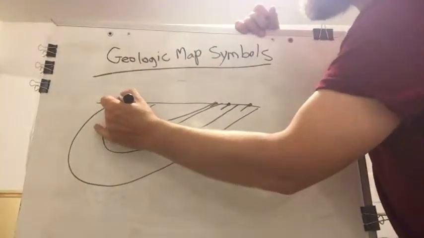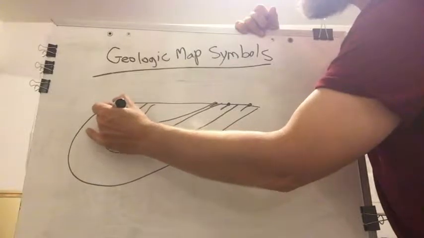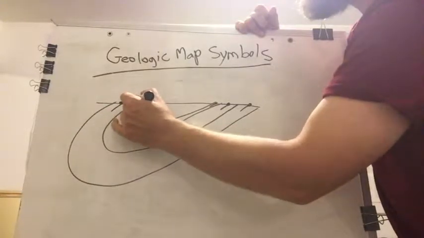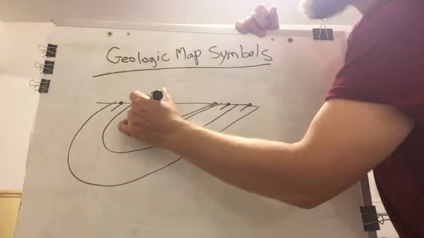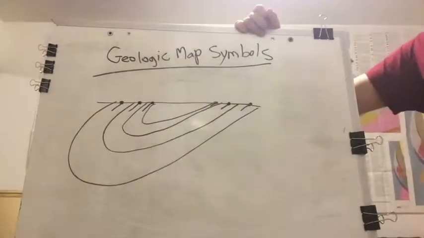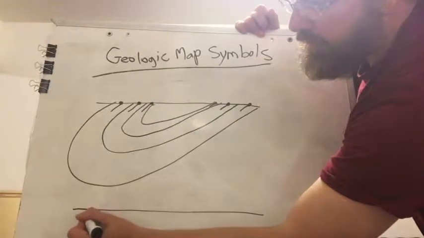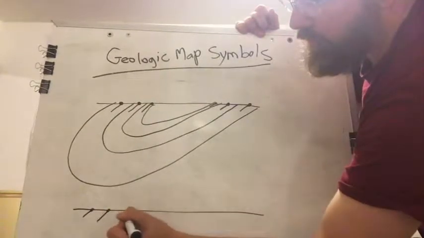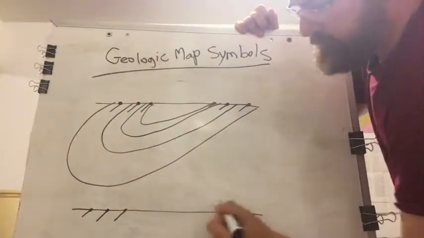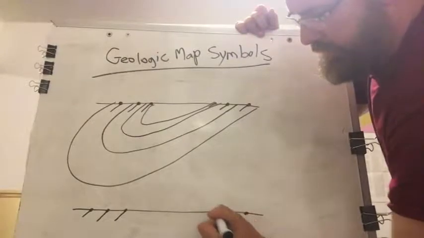But something over here, now you go to make a strike and dip measurement, these beds are overturned. It doesn't go like this. You can't do this.